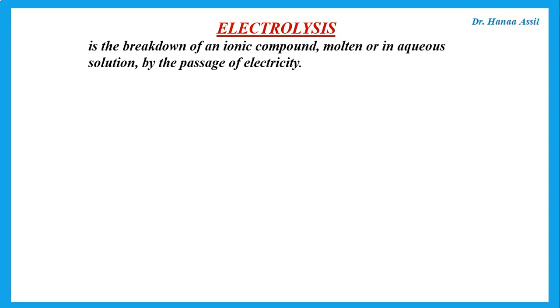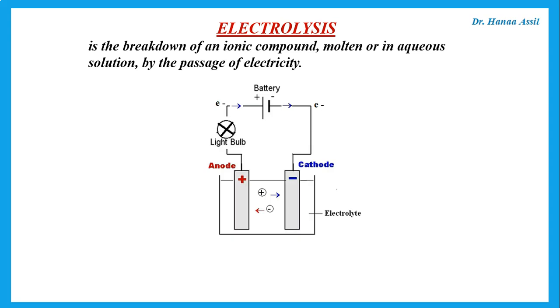What is electrolysis? Electrolysis is the breakdown of an ionic compound, that is molten or in aqueous solution, by the passage of electricity. So we have the electrolyte, which is an ionic compound with positive and negative ions. We have electrodes, which are usually made of graphite, and we connect them to the ends of the battery with a wire, which is a metal that has electrons.